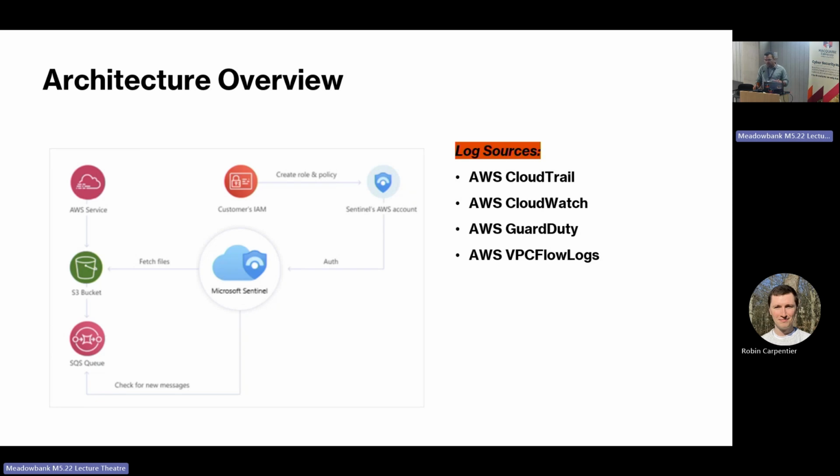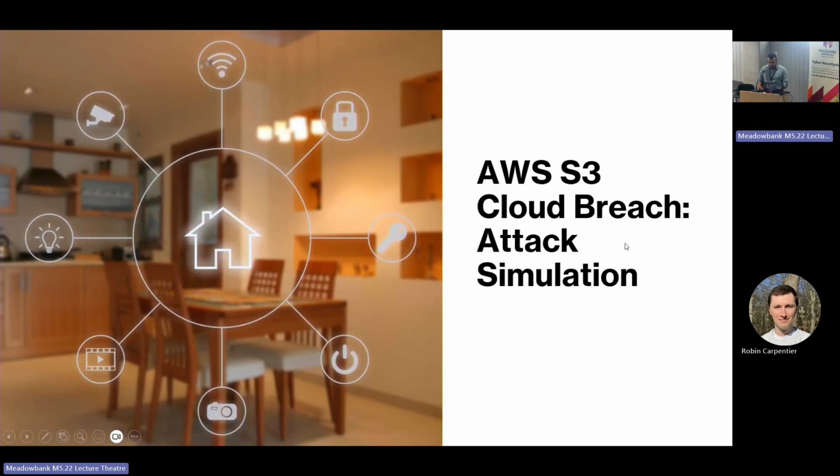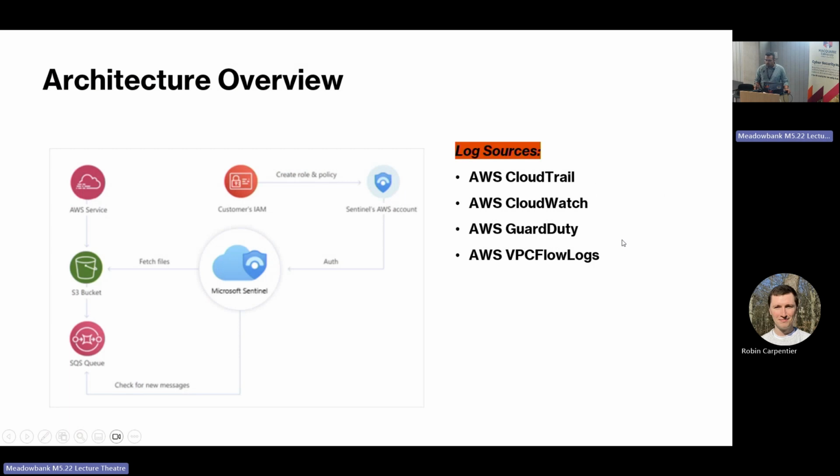I'll briefly touch upon the architecture, but there is public documentation on how you can integrate. Currently, these are the four log sources which are supported: CloudTrail, CloudWatch, GuardDuty, and VPC flow logs. These are the four log sources you can ingest into Sentinel. Essentially, in the architecture, you have all the AWS services. You can configure the AWS services, for example CloudTrail, to stream to an S3 bucket, and then configure event notification on the S3 bucket to an SQS queue, which is a simple queuing service.